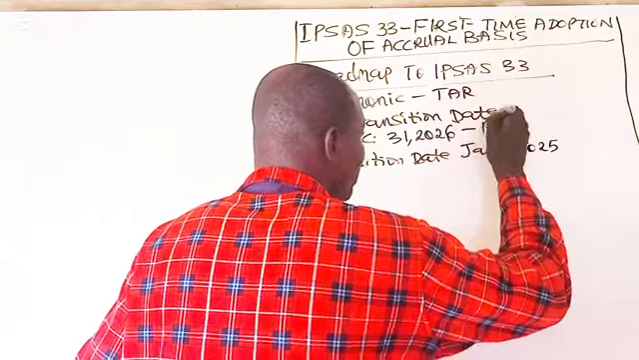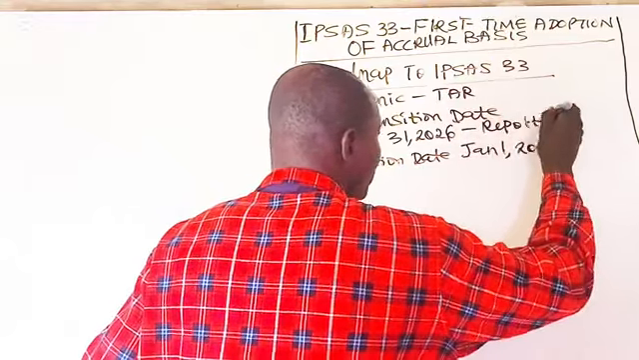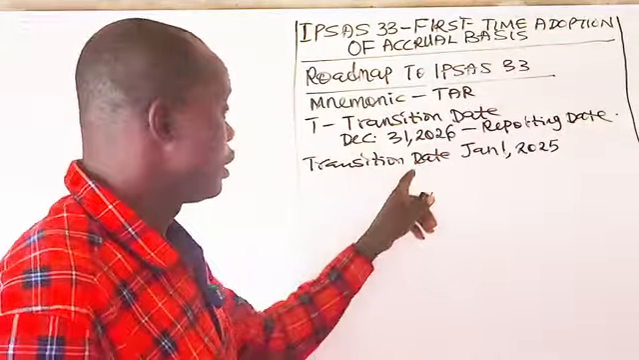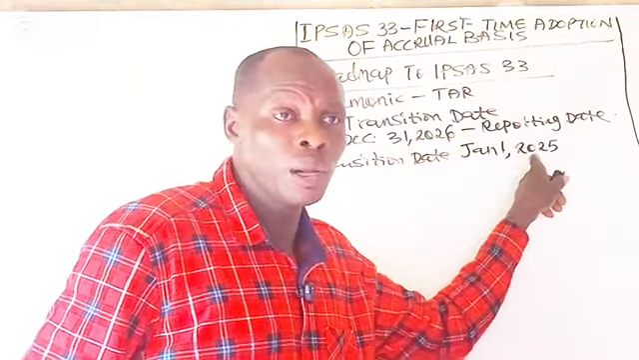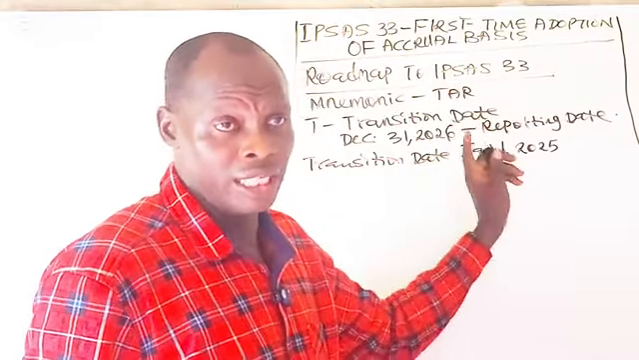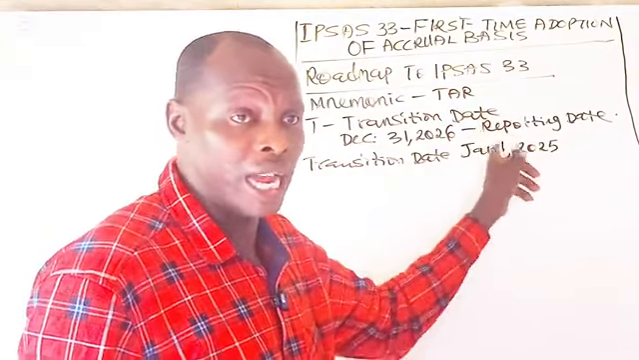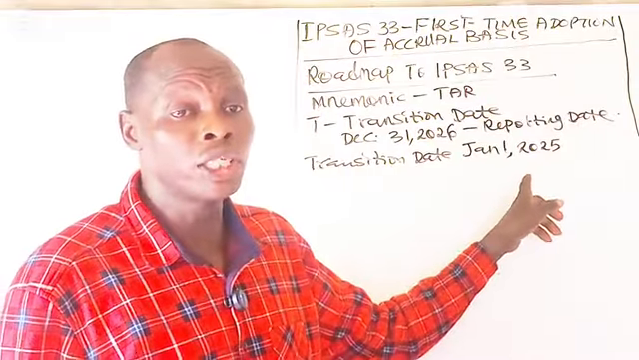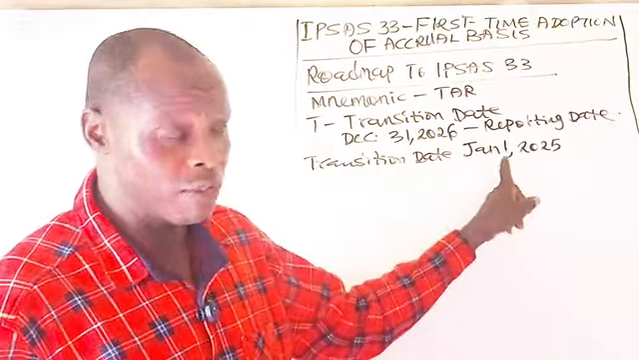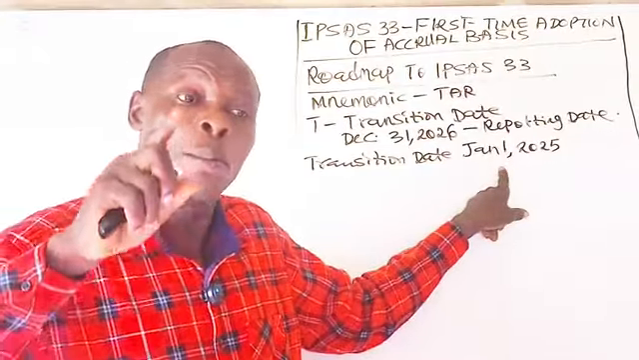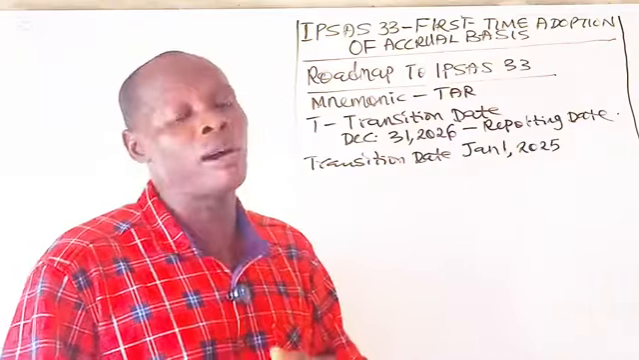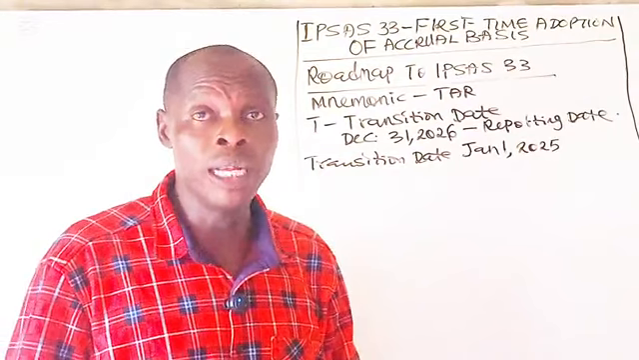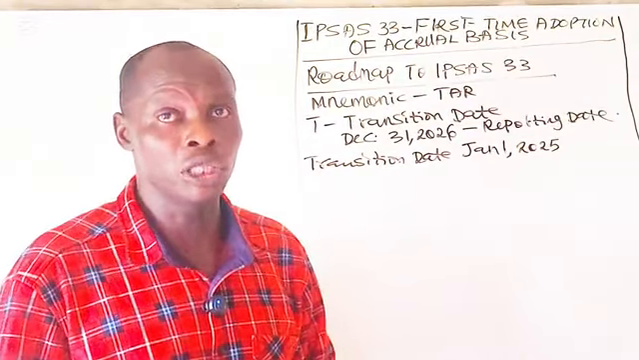Notice this is the reporting date. That is your first IPSAS reporting year end. Therefore, your transition date will be January 1st, 2025. This is the date you prepare your opening statement of financial position.